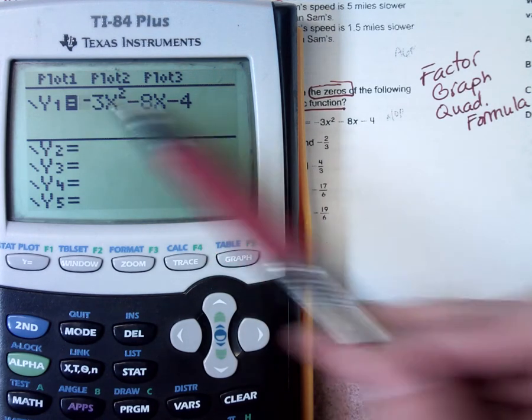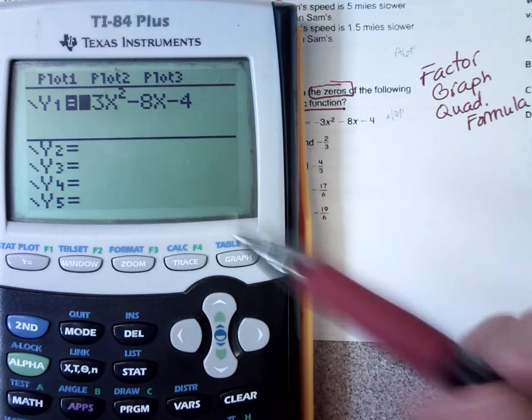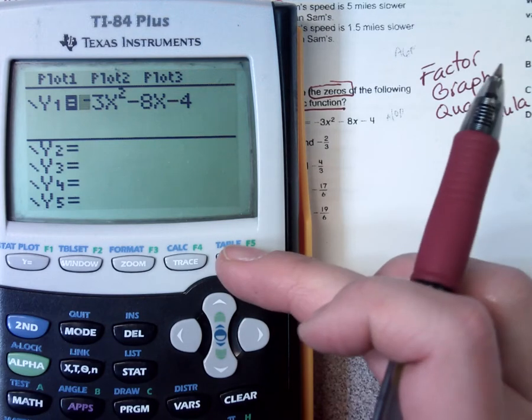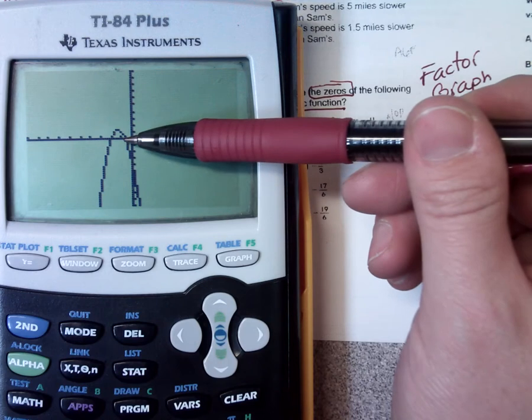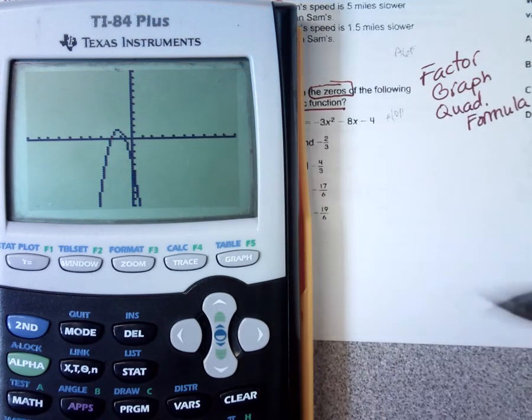Minus 8x minus 4. This would be a negative, but that would be a minus, and that would be a minus. I forgot the 8. Wait, what do you do after you type that in? I hit graph. Okay, so wherever it touches the x-axis, the problem with this one is it touches in a funky spot. But can you tell where this one touches? It touches at negative 2.